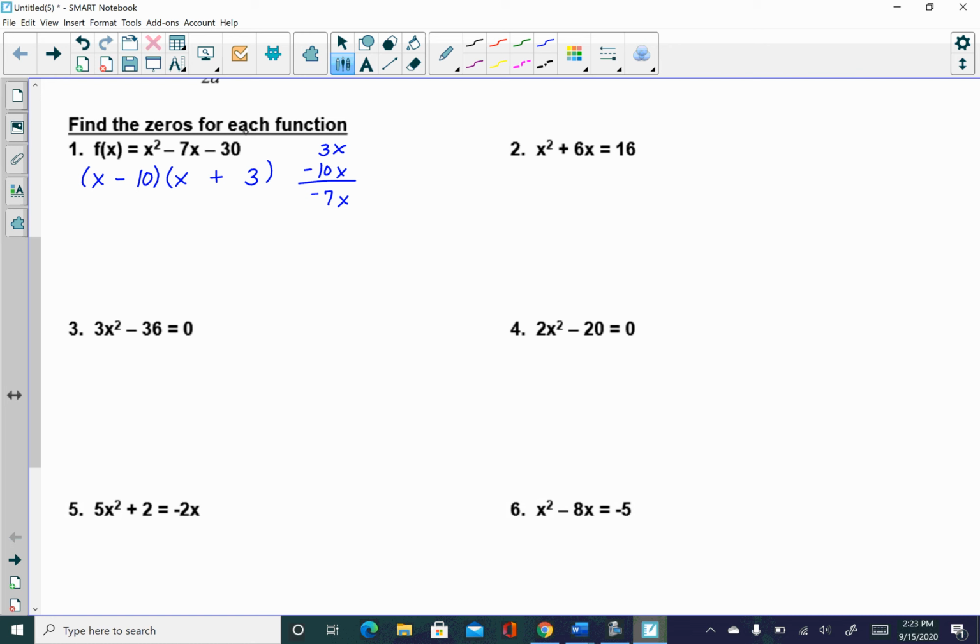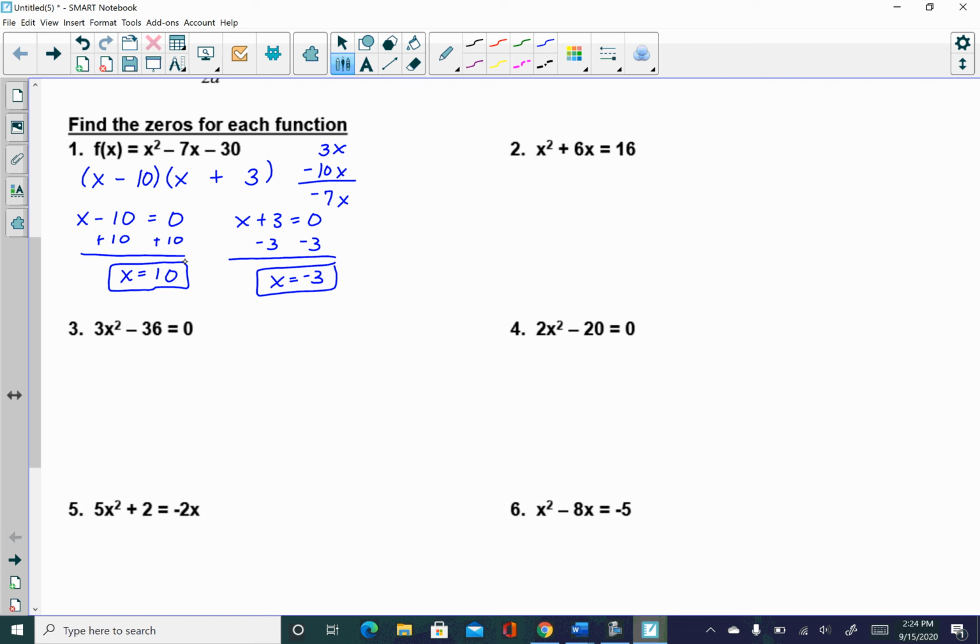Now the directions above said set any term that had an x with it equal to 0 and solve for x. So I set x minus 10 equal to 0 and x plus 3 equal to 0, and I solve for x. So here, this is a quick solve. Just add 10 to both sides. X equals 10, subtract 3, x equals negative 3. Those are our two solutions.